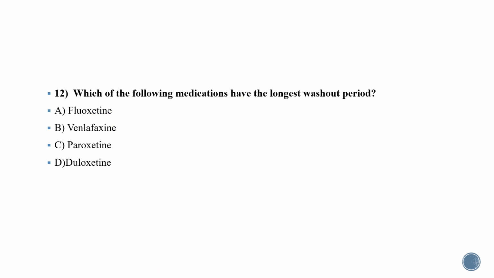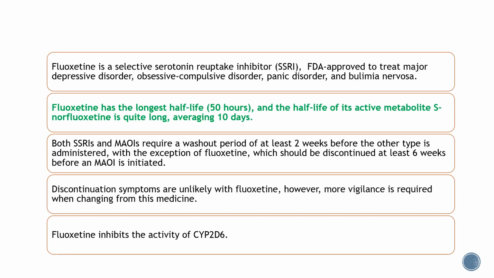Question number 12. Which of the following medications have the longest washout period? Options are fluoxetine, venlafaxine, paroxetine and duloxetine. So here the correct answer is option A, that is fluoxetine. Fluoxetine is a selective serotonin reuptake inhibitor, that is SSRI. It is FDA approved to treat major depressive disorder, obsessive compulsive disorder, panic disorder and bulimia nervosa. The peculiarity of fluoxetine is that it has the longest half-life among SSRIs. That is, the half-life is about 50 hours.